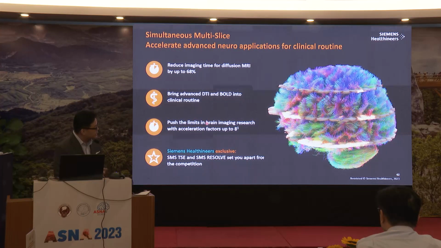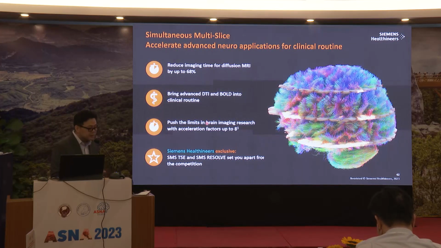If we excite 3 slices at one time instead of 1, it basically means your TR can become 1/3 of the original time. In the next slide, I want to show you some examples. How does it benefit functional MRI?